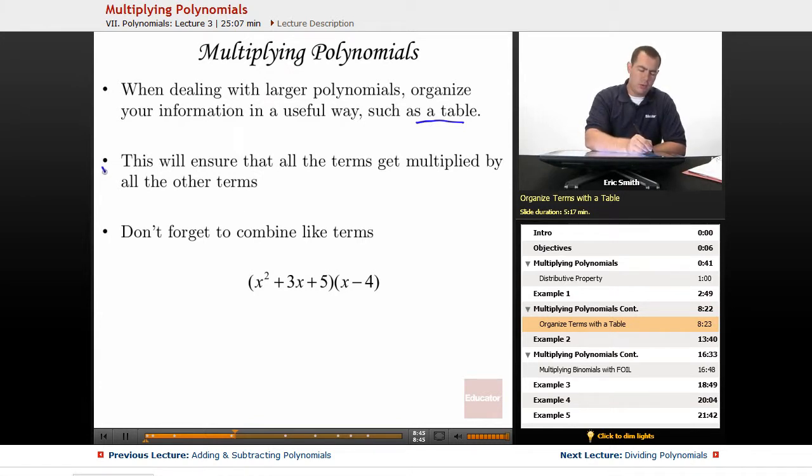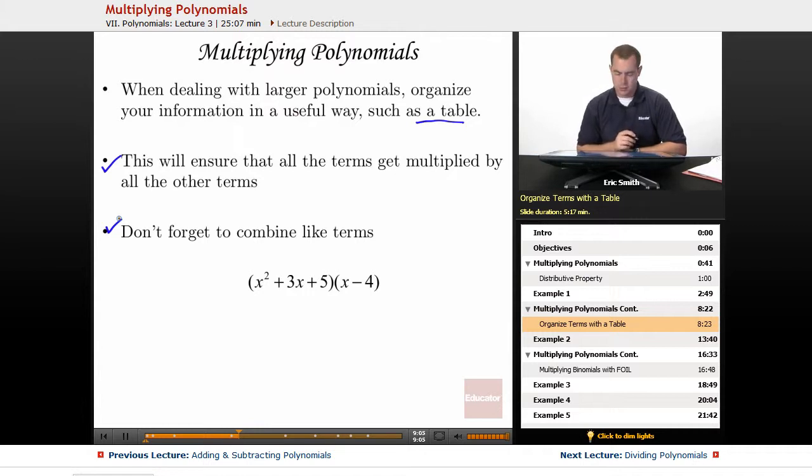And really what I'm trying to do with each of these methods is ensure that every term in one polynomial gets multiplied by every term in the other polynomial. So I'm not really changing the rule or doing any shortcuts, just really organizing the information in a better way. Of course, no matter which method you use, make sure you don't forget to combine your like terms at the end so you can see the resulting polynomial. Alright, so let's give it a try.